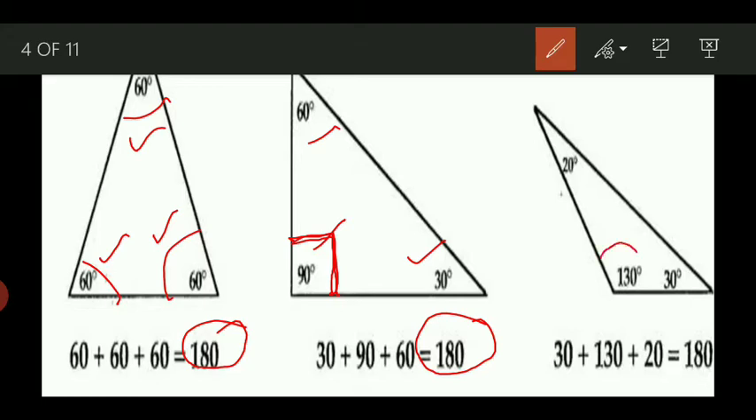Next you see one angle is 130, which is bigger than 90 but less than 180. So this type of angle is called an obtuse angle. More than 90 but less than 180. Now if you add all these three angles, again you will get 180 degrees. That means the sum of the angles of a triangle is always equal to 180 degrees.